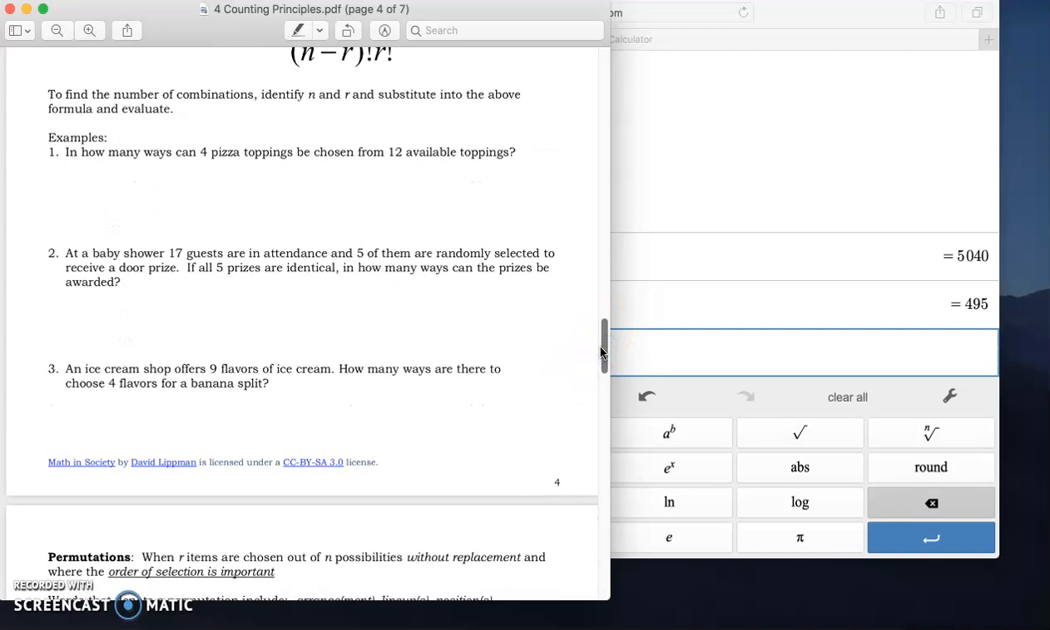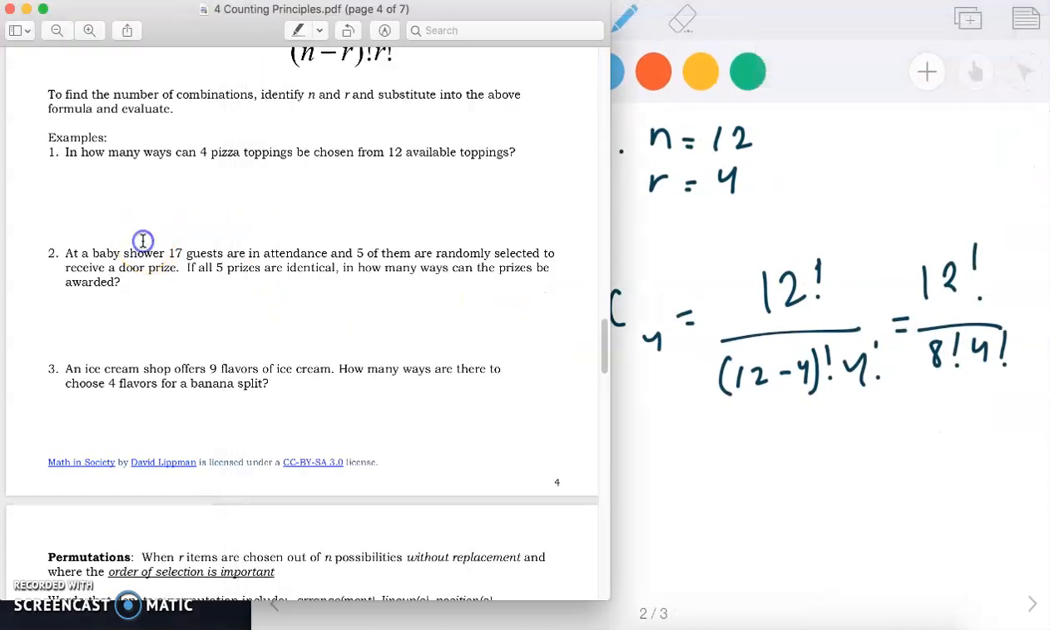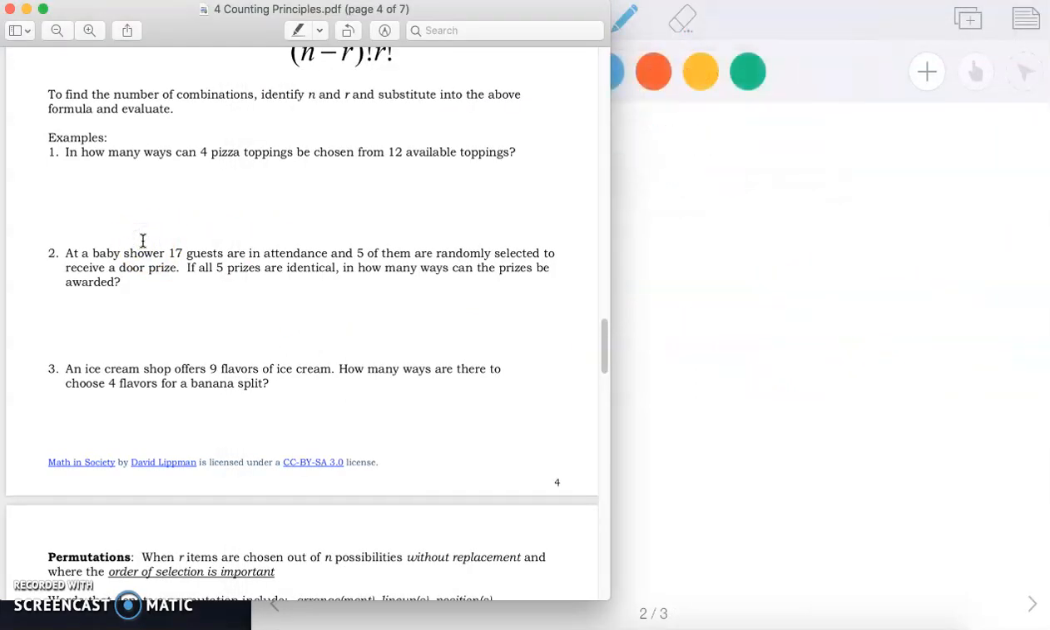At a baby shower, 17 guests are in attendance and 5 of them are randomly selected to receive a door prize. If all 5 prizes are identical, in how many ways can the prizes be awarded? So the idea is that we're not worried about which different prizes. We're just worried about how many different ways they can be awarded to the 5 people. So in this case, our N is equal to 17 and R is equal to 5.